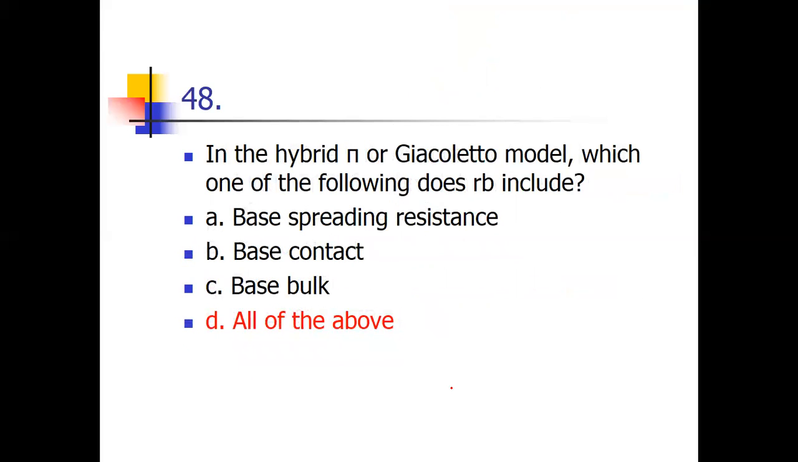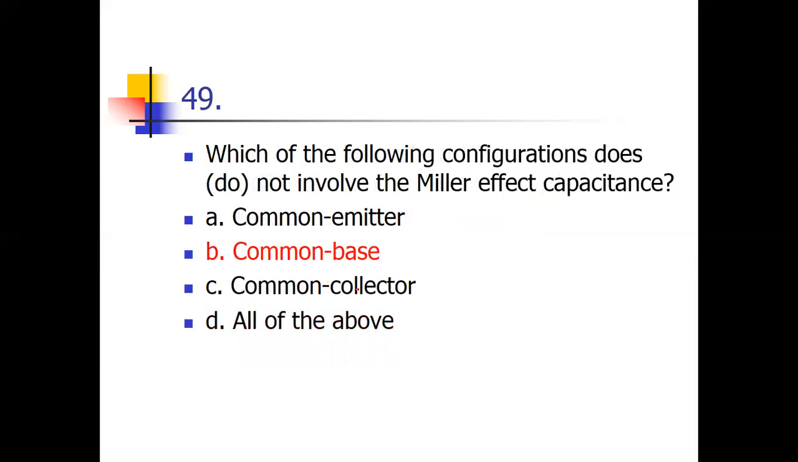In a hybrid pi model, which one of the following does RB include? RB is base resistance. You can call it base spreading, base contact, or base bulk resistance. So all are names of RB which we include in the hybrid pi model. Which of the following configurations doesn't involve the Miller effect capacitance? Miller effect is generally used in common emitter, sometimes in common collector, but we never use it in common base.